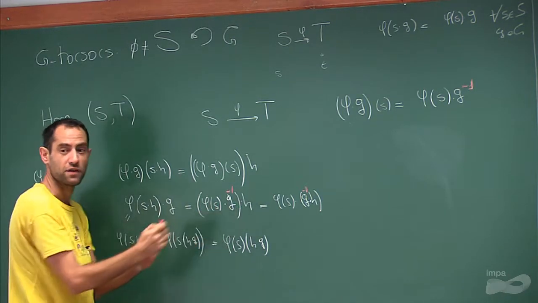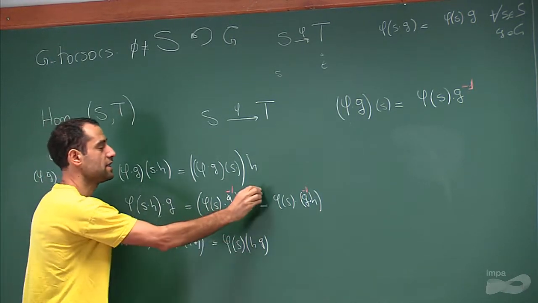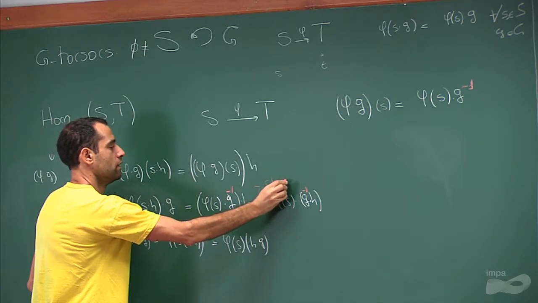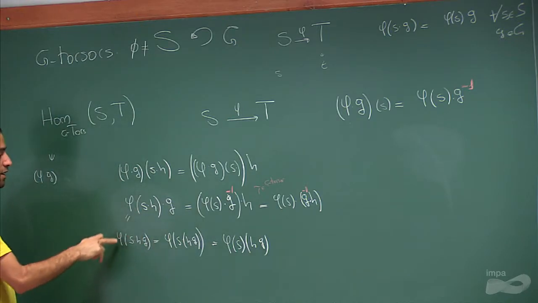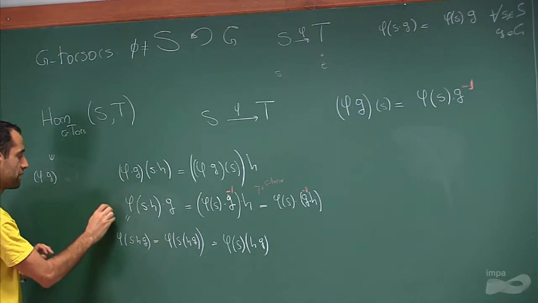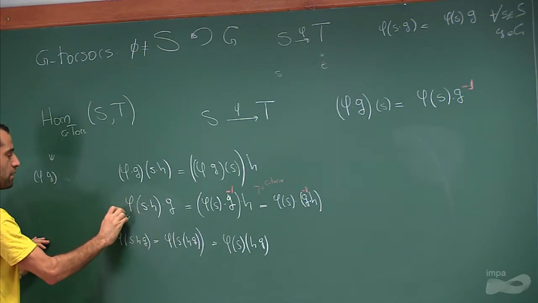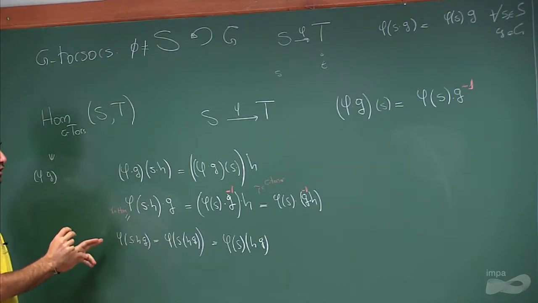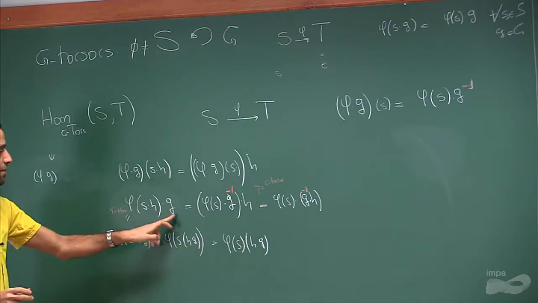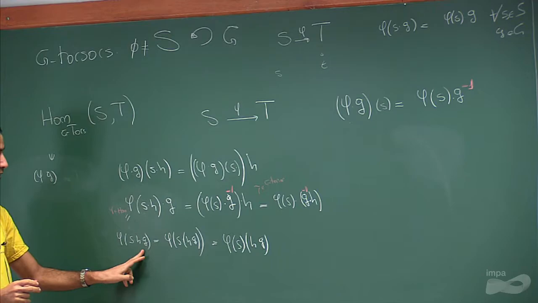Just associativity on the right. So this is T is a torsor. Now, here, this is the fact that phi was a morphism. So since phi is a morphism, it satisfies that equation. Therefore, I can put this g inside.